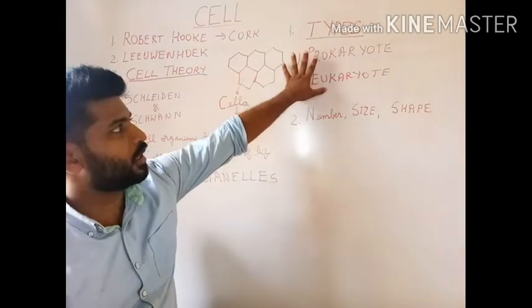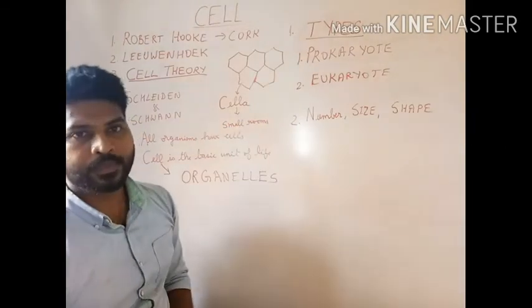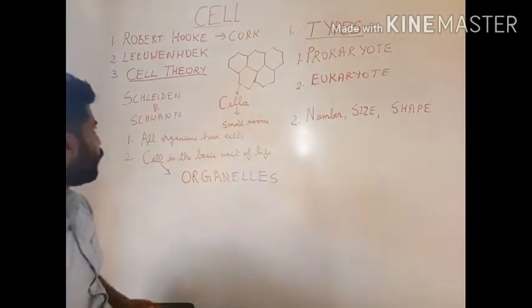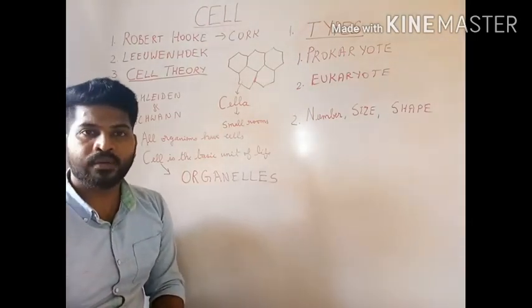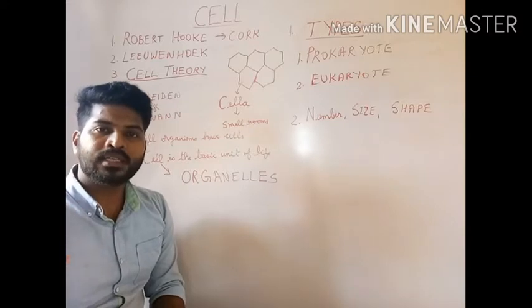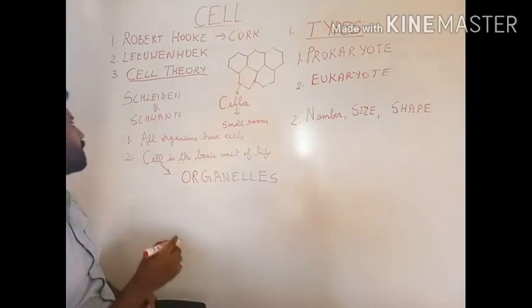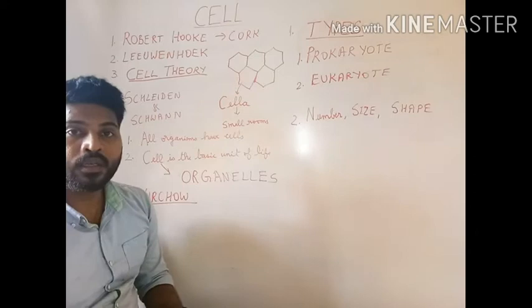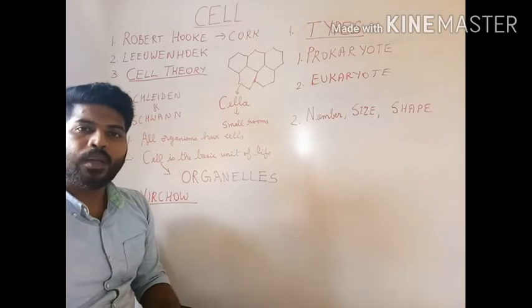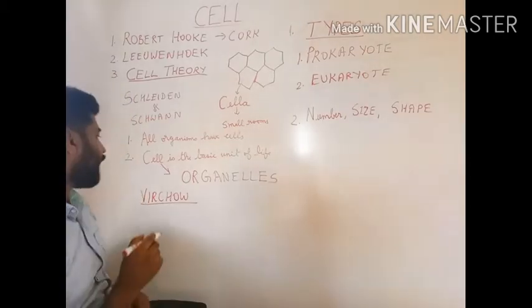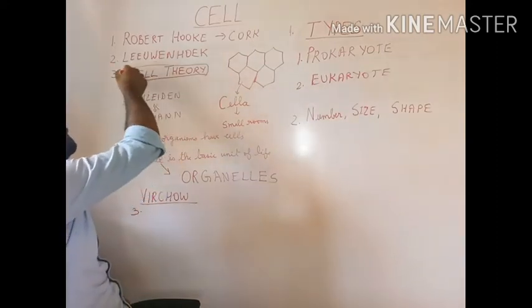Let us understand a few more differences between a prokaryotic and eukaryotic cell. Before that, we'll come back to the cell theory. I was telling you about how scientists believed that life arises spontaneously. This theory was disproved by a scientist called Virchow. He was the one who said that a new life is created by a pre-existing cell, and that is included as the third point in the cell theory.